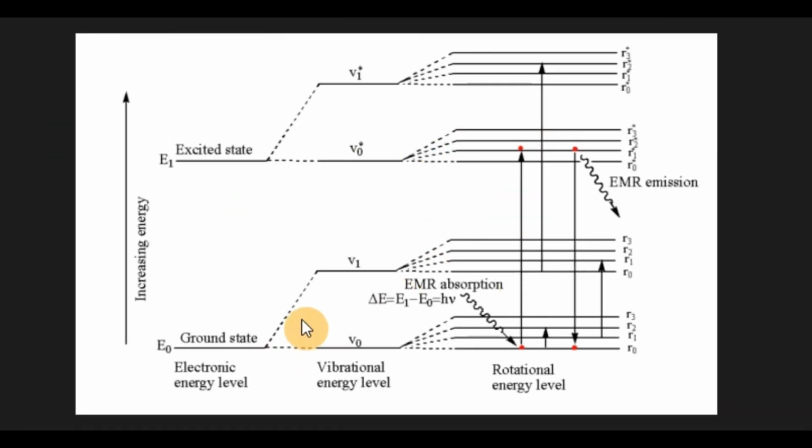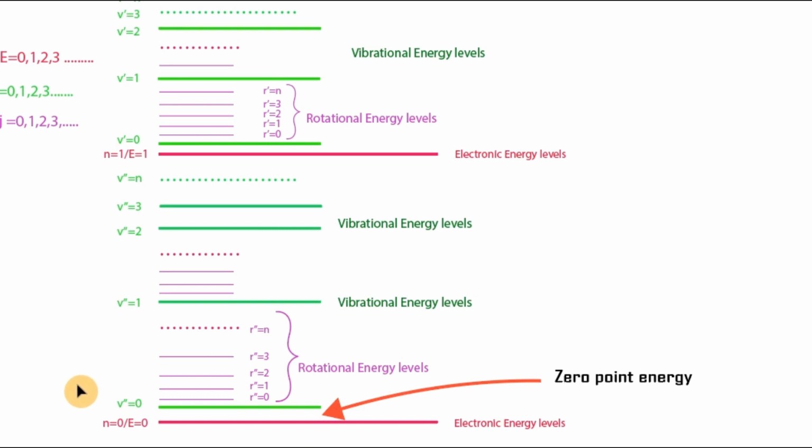Now the picture is also clear to you that each electronic level contains a range of vibrational levels, and each vibrational level contains a range of rotational levels. One more thing, the energy between n equal to 0, the lowest electronic energy level, and v equal to 0, the lowest vibrational energy level, is called zero point energy.